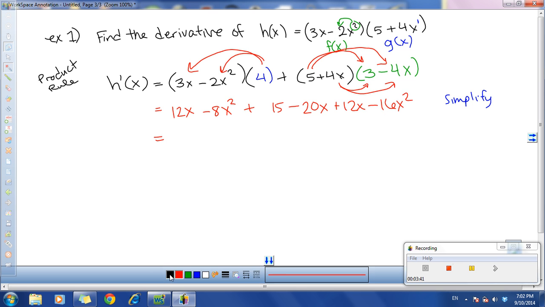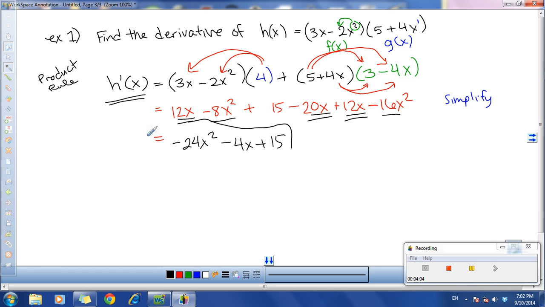Okay, we're going to combine like terms. Remember, this is for the derivative. Combining like terms, I got negative 8x squared minus 16x squared, and I get negative 24x squared. And then 12x minus 20x plus 12x, that's going to be negative 4x. Then plus 15. And that is the derivative.